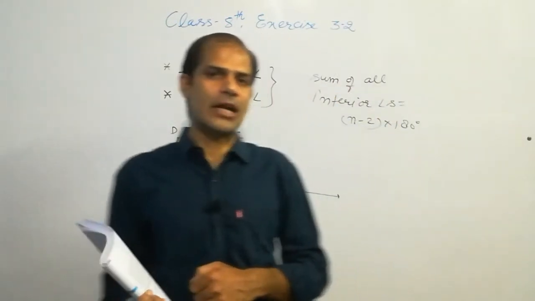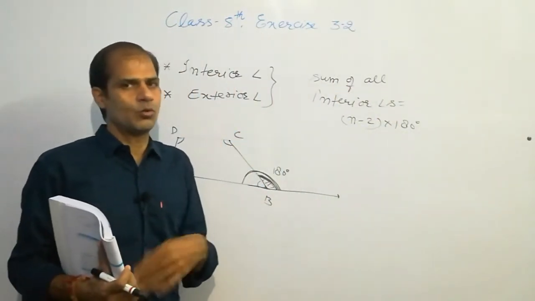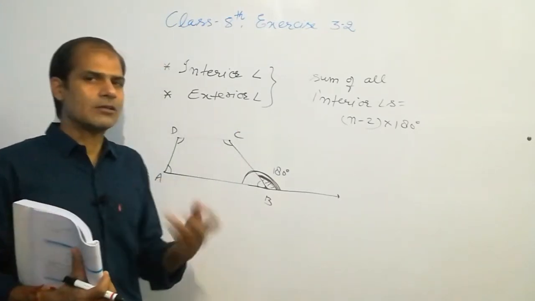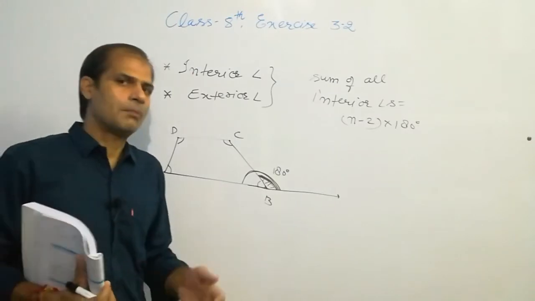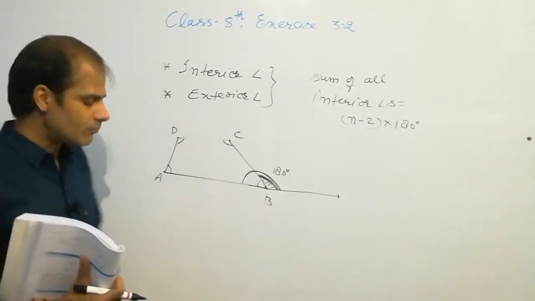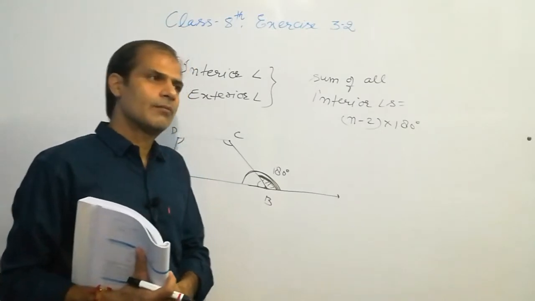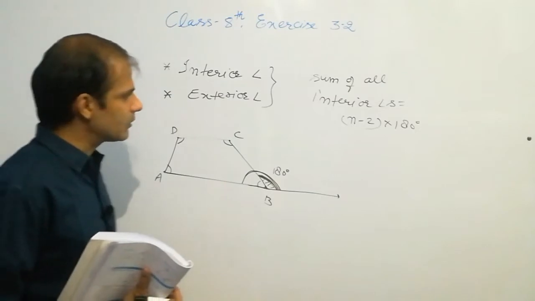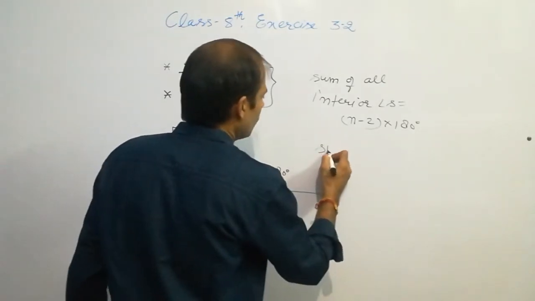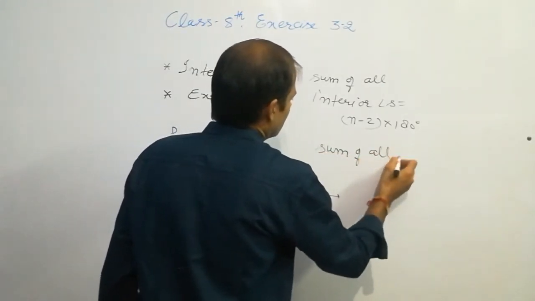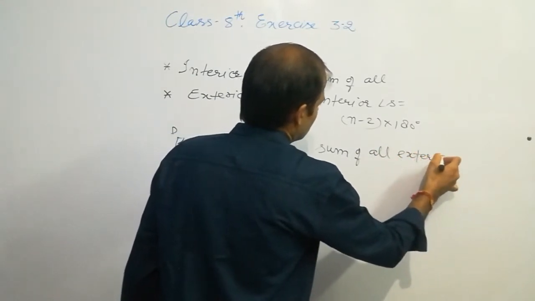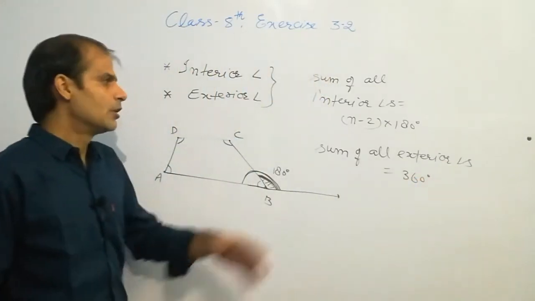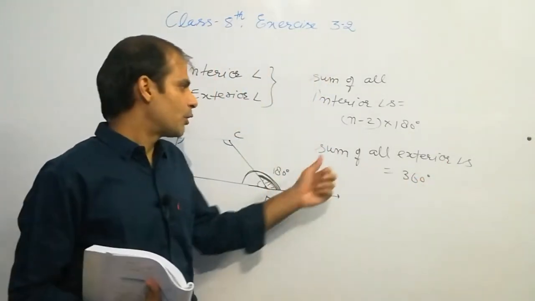For example, in a triangle there are 3 sides, so angle sum is 180 degree. In a quadrilateral there are 4 sides, so angle sum is 360 degree. In a pentagon there are 5 sides, so in that case the angle sum is 540 degree. Okay students, and the sum of all exterior angles is equal to 360 degree. So this is very interesting. Why? Because it is constant.